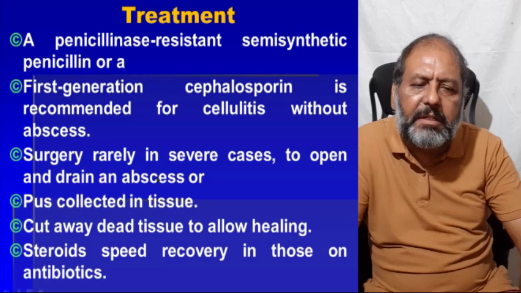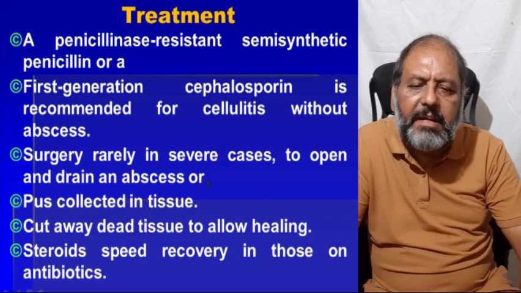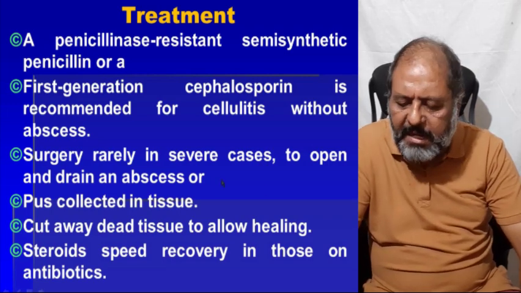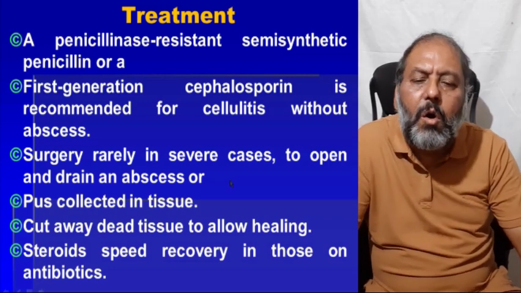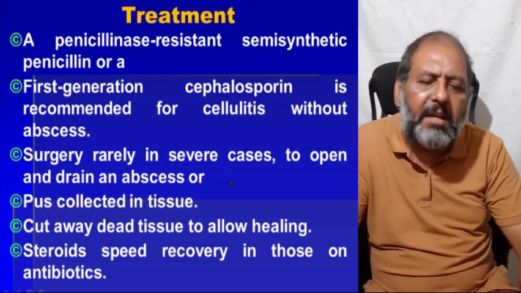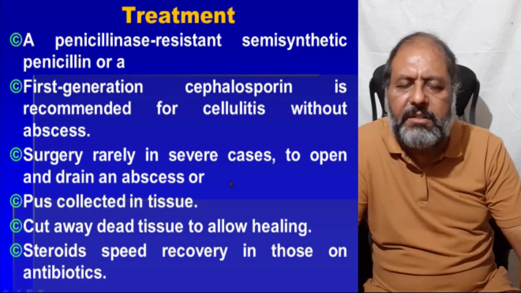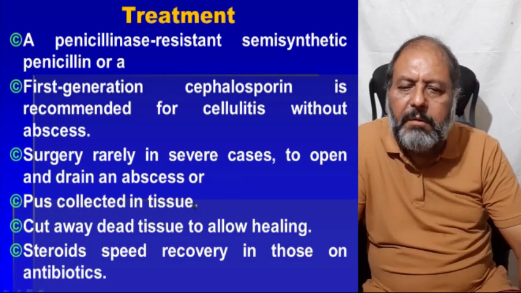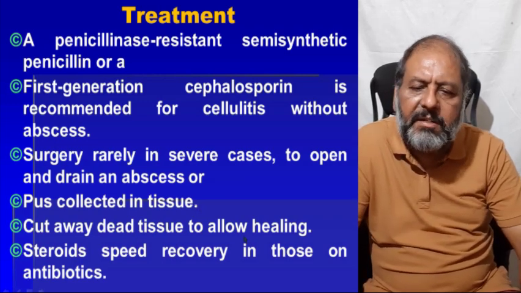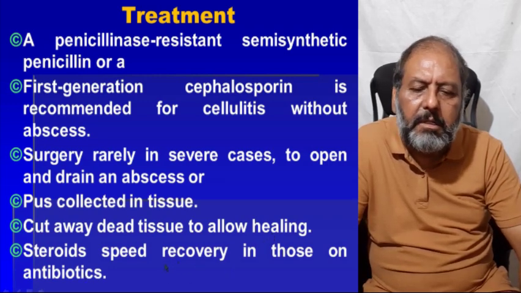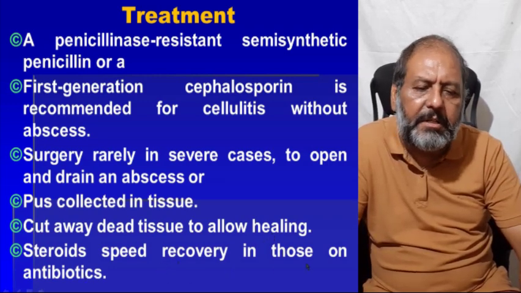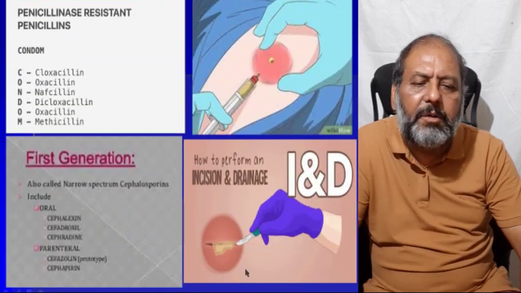Surgery is rarely needed, in severe cases, to open and drain an abscess, and sometimes incisions are made to release the tension of the skin over underlying structures like blood vessels, nerves, and veins. Pus collected in tissue is drained and dead tissue is cut away to allow healing. Steroids speed the recovery in those on antibiotics.